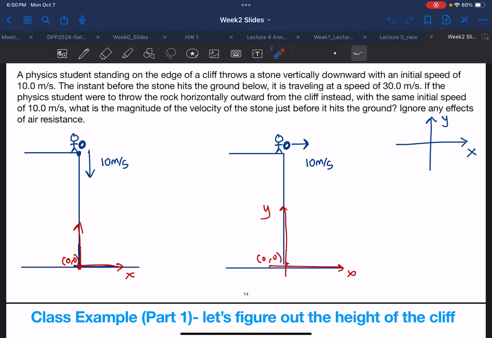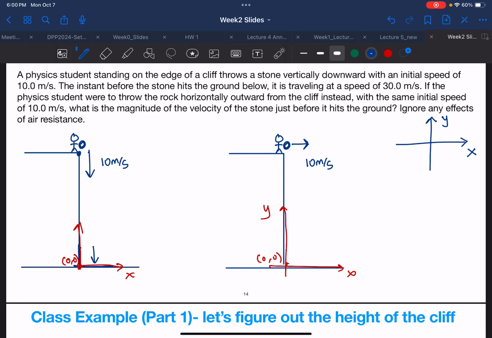Okay, so we left off lecture on Monday by setting up this example. Just to remind you, the question states that we have a physics student standing on the edge of a cliff, who throws a stone vertically downward at 10 meters per second, and the instant before the stone hits the ground, it's traveling at 30 meters per second. So let's go ahead and add that piece of information.